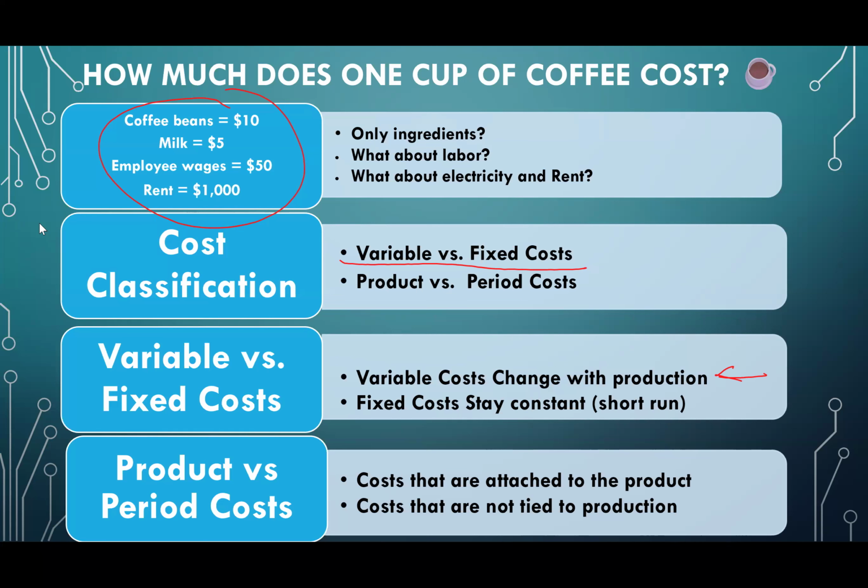Finally, let us talk about product versus period costs. As you can see, costs that follow the product are called product costs, which means if I sell the coffee, the costs go with that, meaning all manufacturing costs. But suppose I advertise my coffee store, then even if I don't sell anything, I'll have to charge it to my income statement, right? So period costs are those costs which are not tied to production.